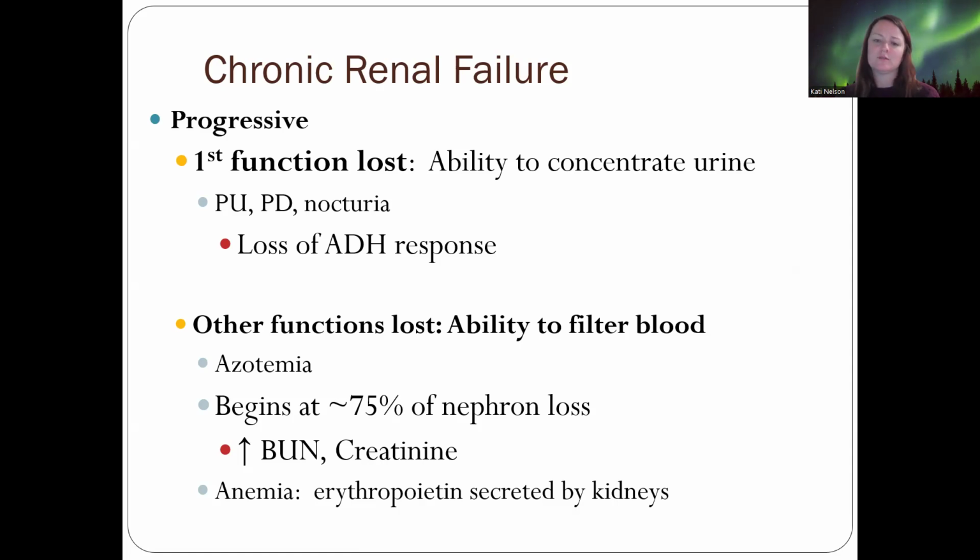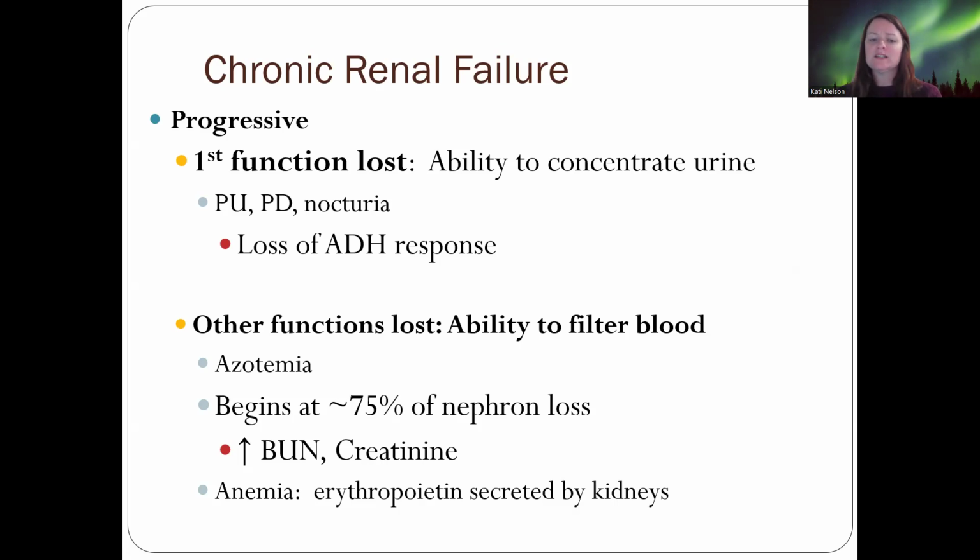Other functions lost, ability to filter blood, right? So we can end up with that azotemia. This begins at 75% of nephron loss. I feel like that's a pretty important number, 75% of nephron loss here. So we have an increase in that BUN, which is your blood urea nitrogen, and then that creatinine, right?